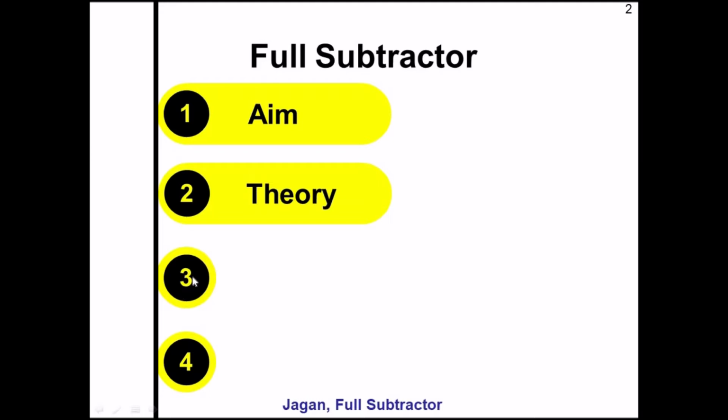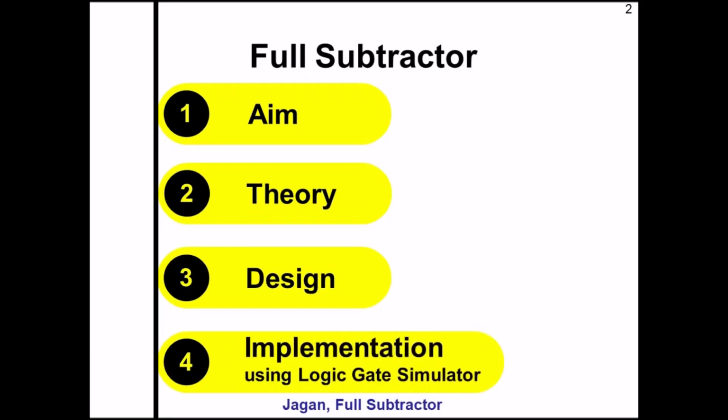And third one, we are going to design the full subtractor with the help of truth table, and from that truth table we are going to get the Boolean expressions, and with the help of Boolean expression, how are we going to design the logic diagram? Then finally, we'll be implementing the design using logic gate simulator.